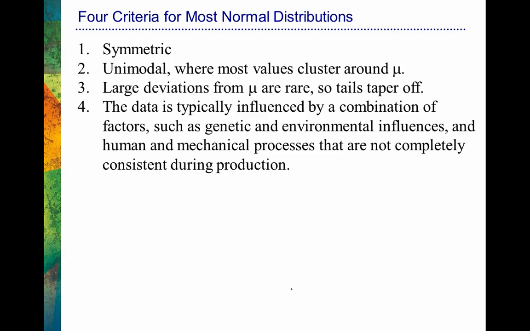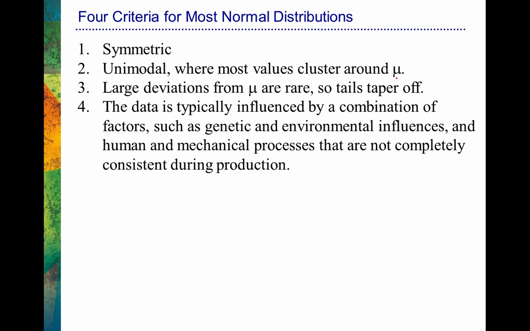Here's some final information about these normal distributions. There are 4 criteria, just in general, that most normal distributions share. In order to have a normal distribution, we need to have a symmetric distribution. So if the distribution is skewed, it's not normal. We know that normal distributions need to be unimodal. And when we're talking about a normal distribution, most of those values are going to cluster around that mean.